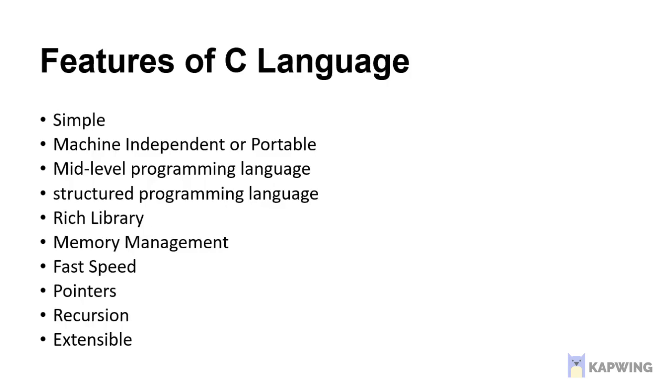Next is extensibility. New features can be easily adopted in C. So these are all the features that we have seen.